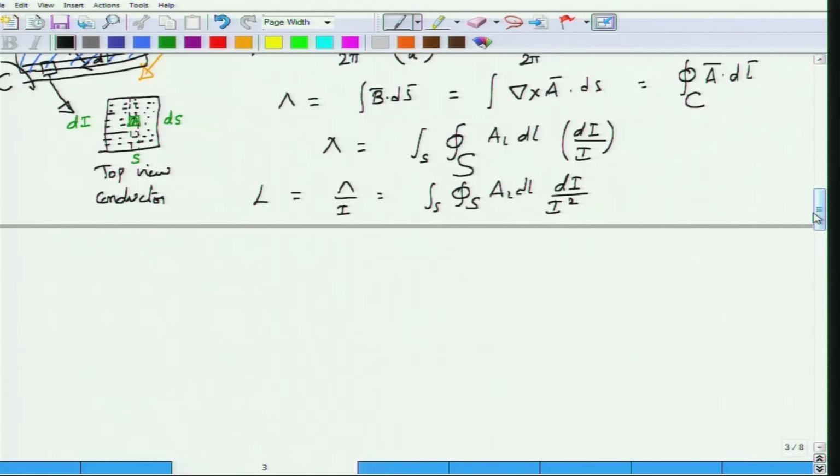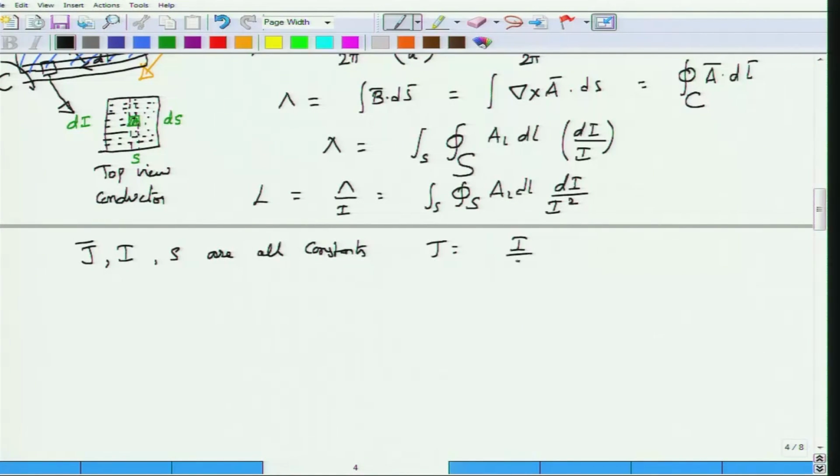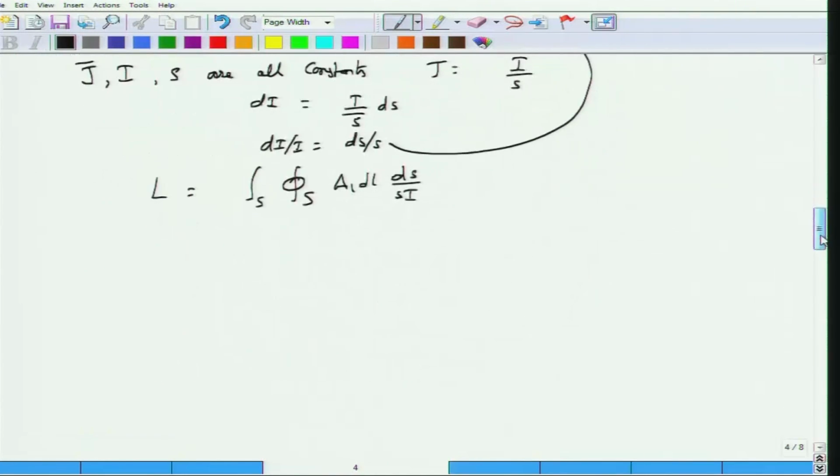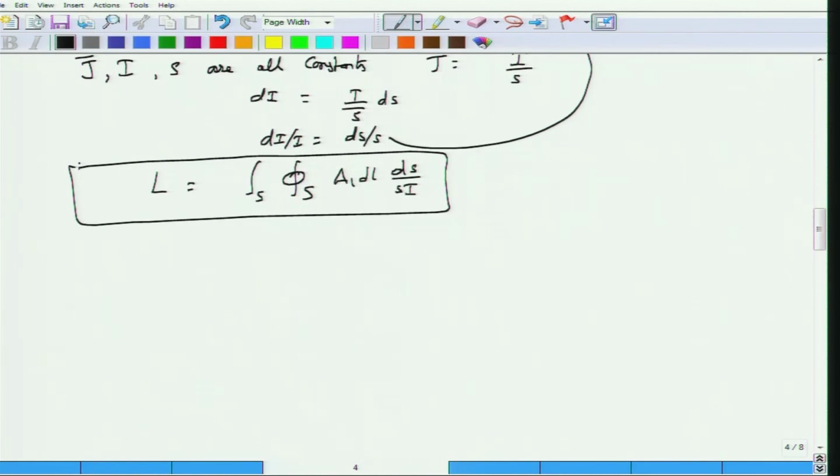However, this expression can be simplified slightly if you assume that the current density J and the current I as well as the cross section are all constants. J of course is the one that is coming out of this particular conductor, and J is given by I by S. The current density is given by I by S. Therefore, the fractional current di carried by the element of cross section ds will be I by S, the current density, times the cross section ds. Therefore, I can rewrite di by I as ds by S and substitute that into the expression for L, and when you do that you are going to get L is equal to the integral over S of A·dl ds by S, times 1 by I. This is the expression that we are looking for, the inductance.